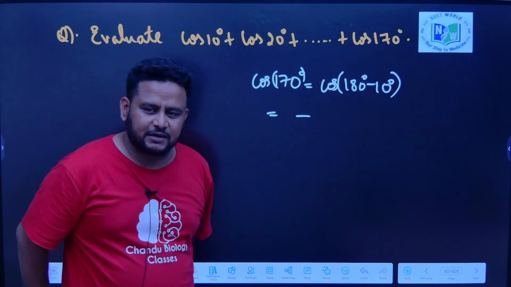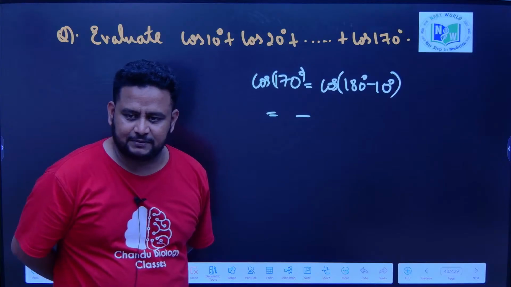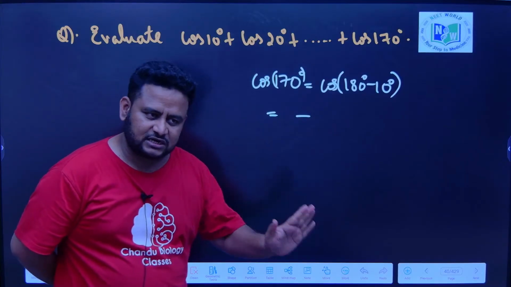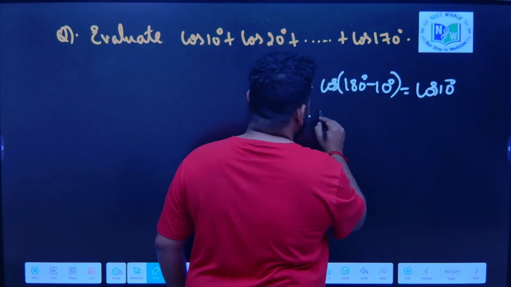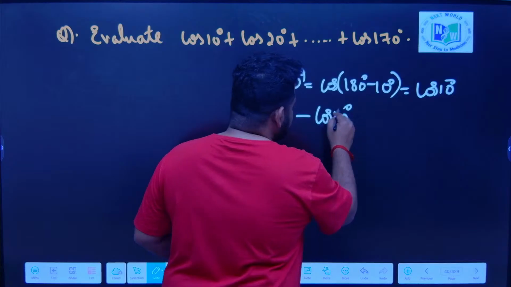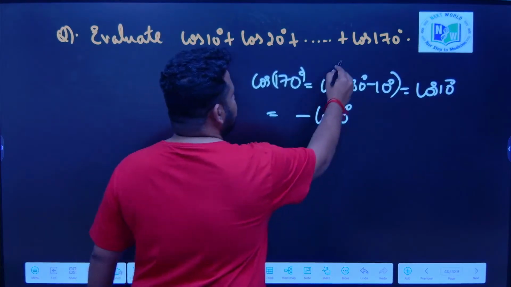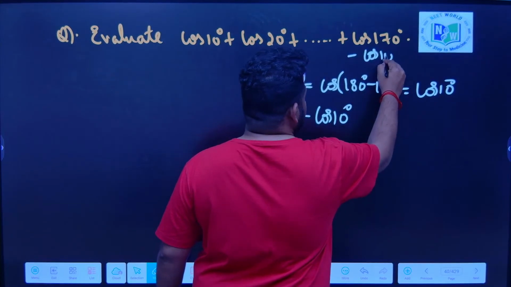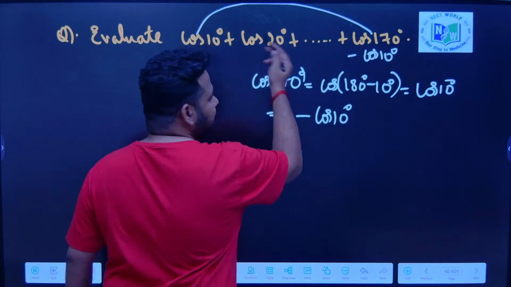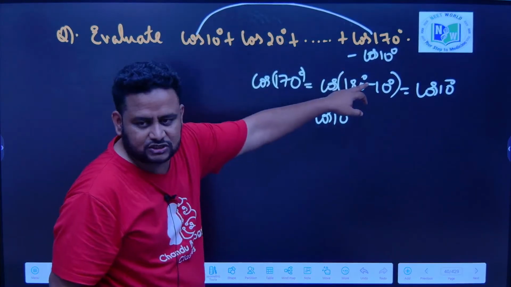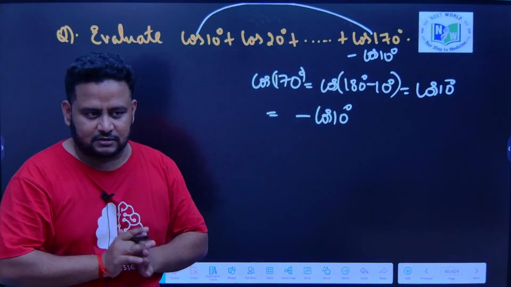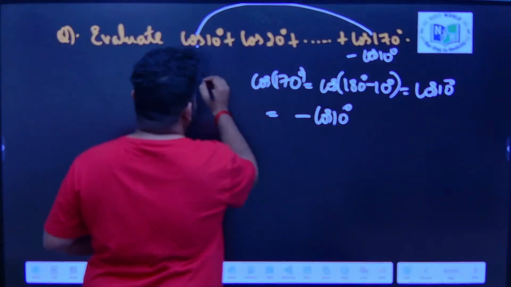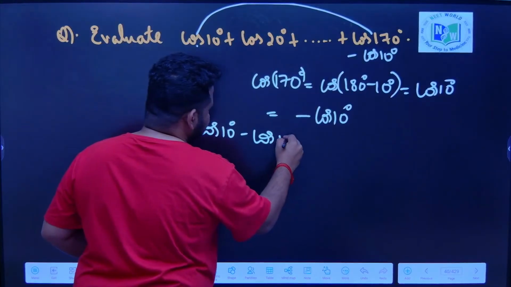180 is an odd multiple or even multiple? Even multiple. So if it is an even multiple, cos will remain cos itself. So this will become cos 10 degree, but with a negative sign. So it will be minus cos 10 degree. Now if I combine this one and this one, cos 10 degree and minus cos 10 degree, what will I get?